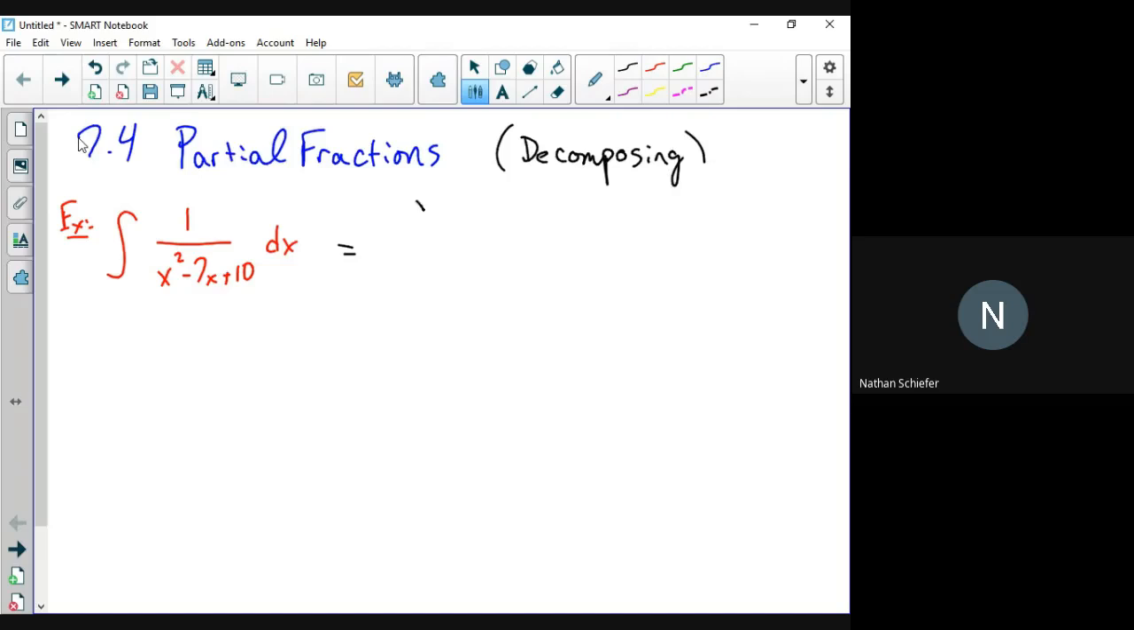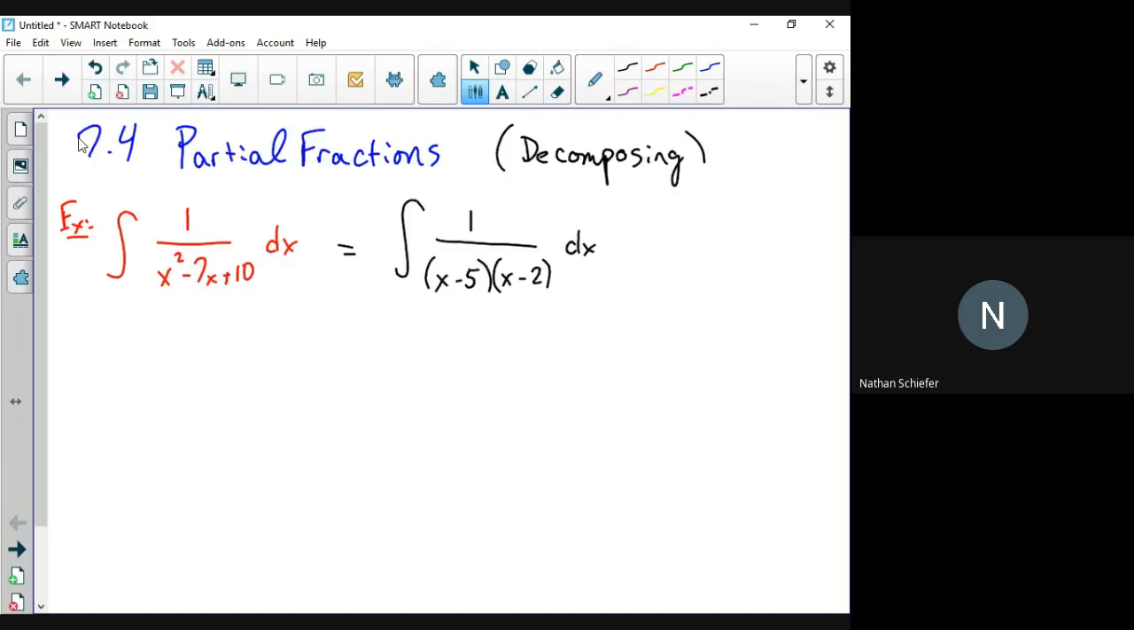So first of all, how in the world could I look at this? Well, I would probably, with a denominator like this, try to factor. What does this denominator factor into? What are the two terms there? Yeah, Naya? X minus 5, x minus 2.